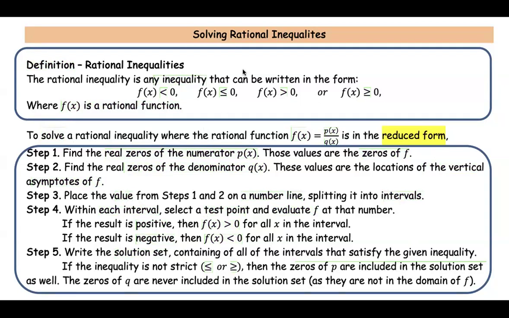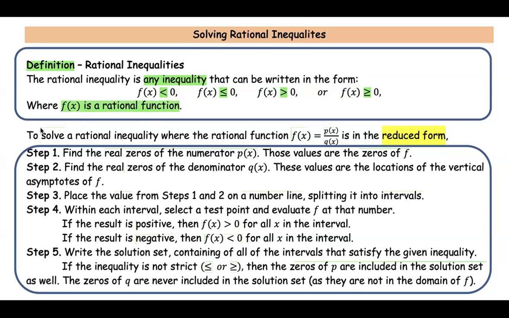Solving rational inequalities. Definition. A rational inequality is any inequality that can be written in the form of f of x is strictly less than 0, f of x is less than or equal to 0, f of x is strictly greater than 0, or f of x is greater than or equal to 0, where f of x is a rational function.